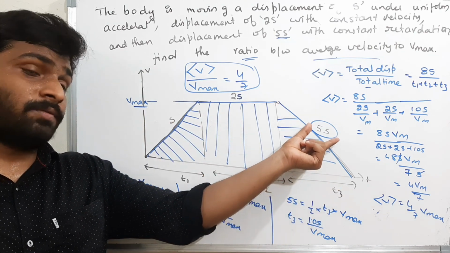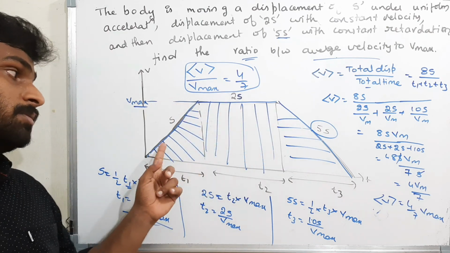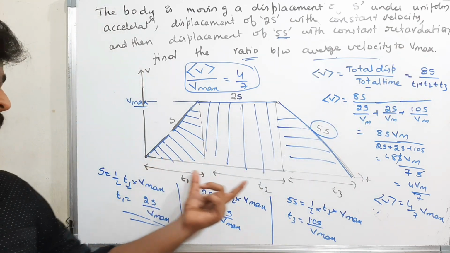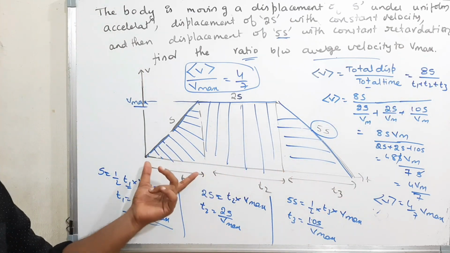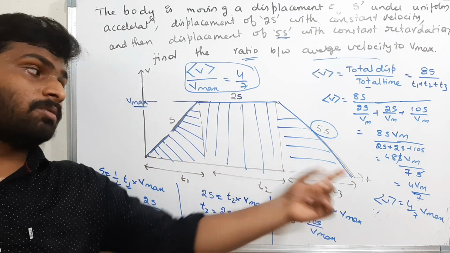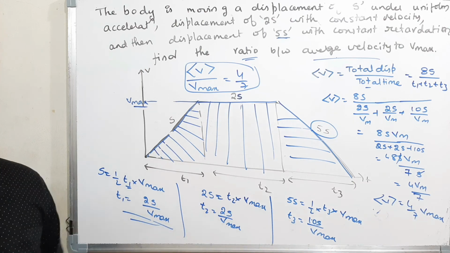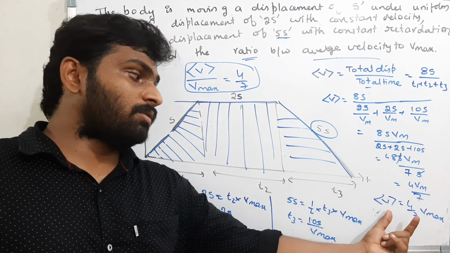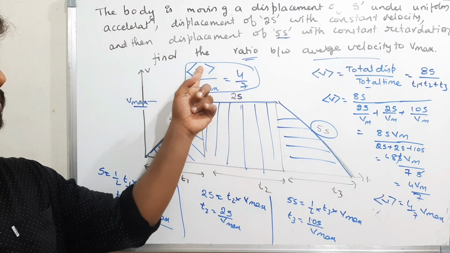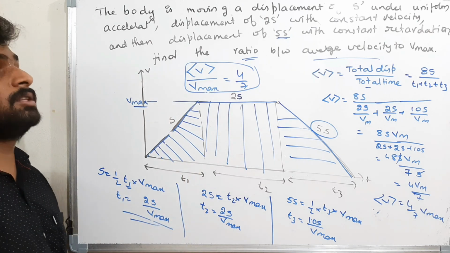For displacement 5s. Average velocity is total displacement by total time. Total displacement is s plus 2s plus 5s, that is 8s. What is total time? t1 plus t2 plus t3. Now can I find this t1, t2, t3? By using displacement. The area under the v-t graph will give me the displacement. Therefore find the area. From that you will get t1, t2, t3. Keep it there. You will get the relation between average velocity to maximum velocity. Therefore what is the ratio? The ratio between average velocity to maximum velocity we got as 4 by 7. I think this problem is clear.